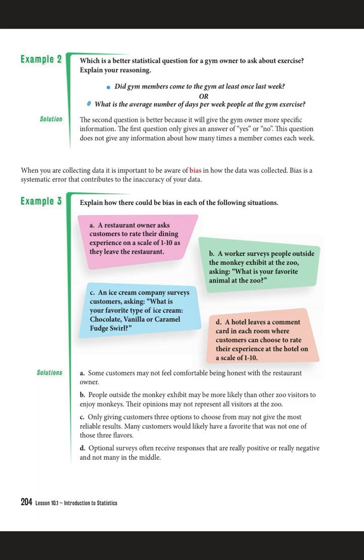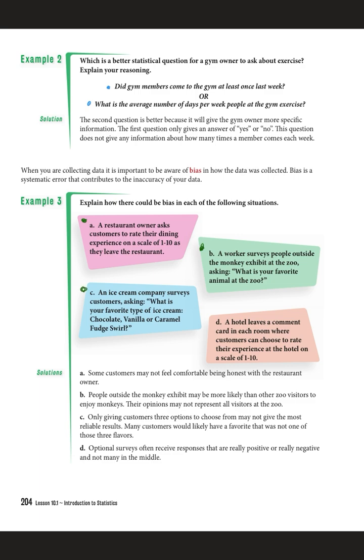In statistics, example number 3 says: explain how there could be bias in each of the following situations. A, a restaurant owner asks customers to rate their dining experience on a scale of 1 to 10 as they leave the restaurant. That might cause a bias. B, a worker surveys people outside the monkey exhibit at the zoo asking, what is your favorite animal at the zoo? That might show some bias.